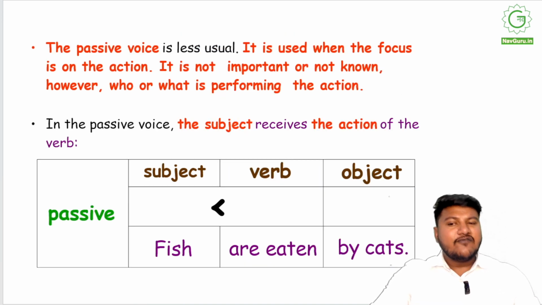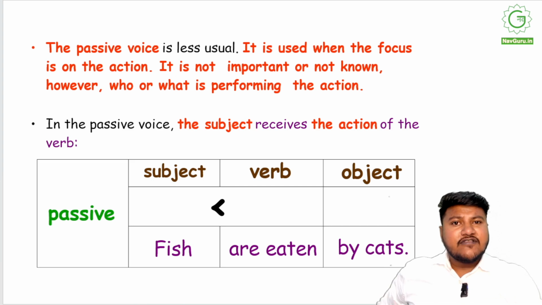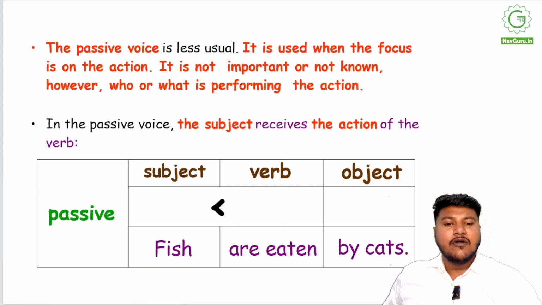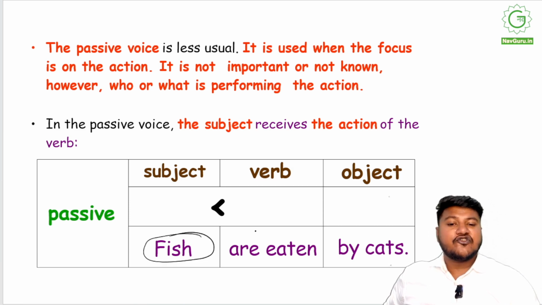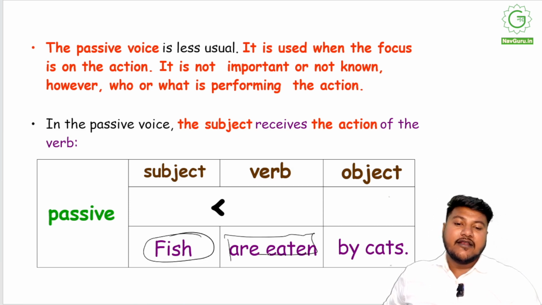What happens in passive voice? The passive voice is less usually used. It is used when the focus is on the action. It is not important or not known, however, who or what is performing the action, but that is secondary. All right, so in passive voice the subject receives the action of the verb. For example, the similar sentence that we use, cats eat fish, if we have to say it in passive voice, we'll say fish are eaten by cats.